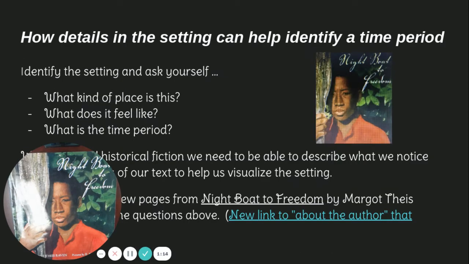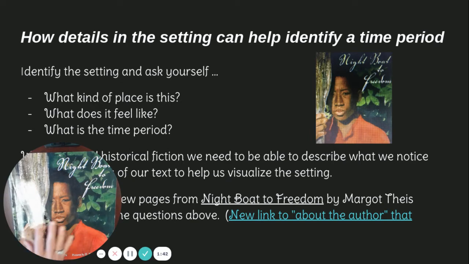So, how details in the setting can help us identify a time period. When we identify the setting, we ask ourselves, what kind of place is this? What does it feel like? And what's the time period of it? In historical fiction, we need to be able to describe what we notice about the setting of our text to help us visualize the book and the setting.